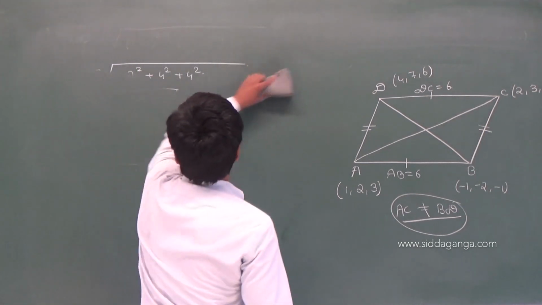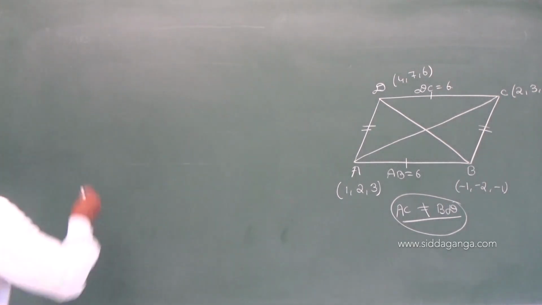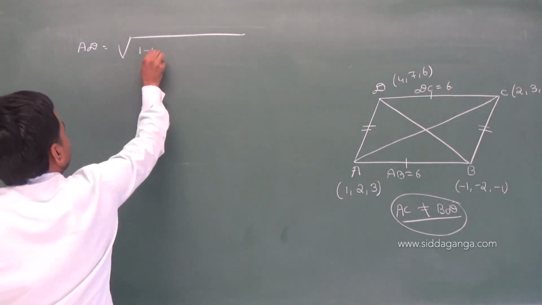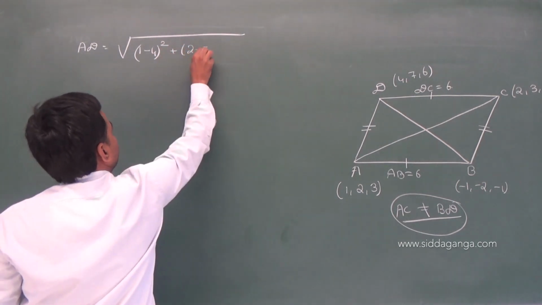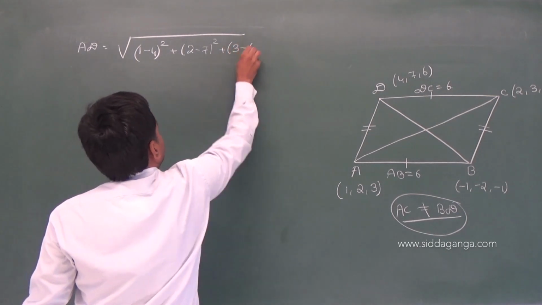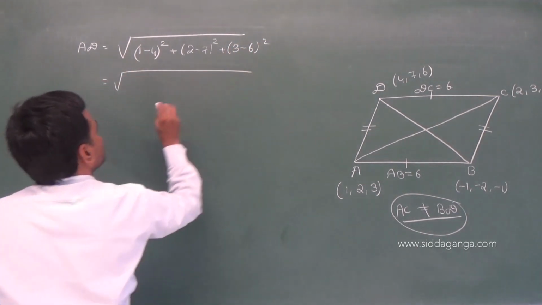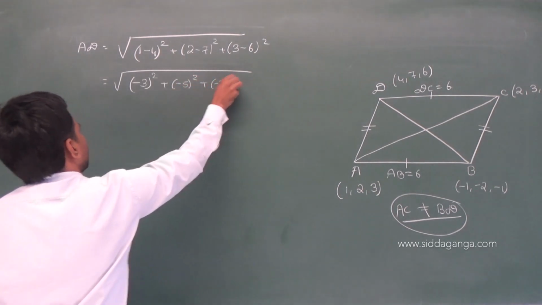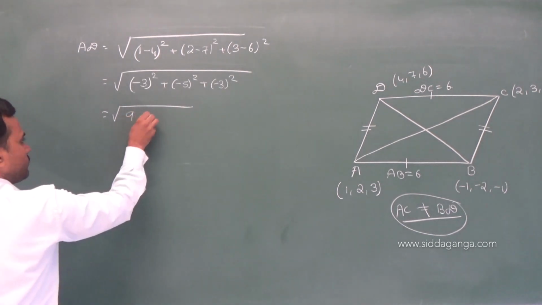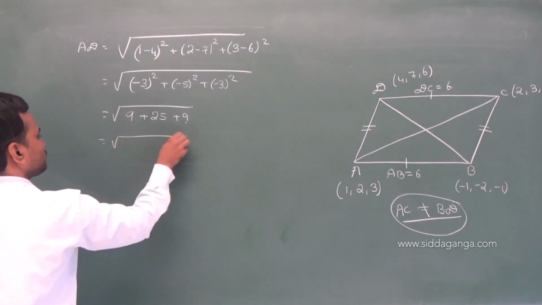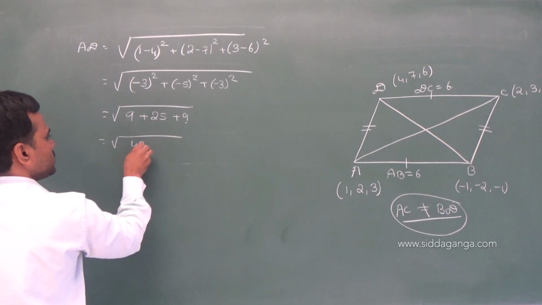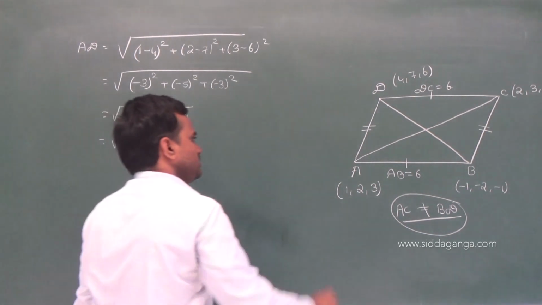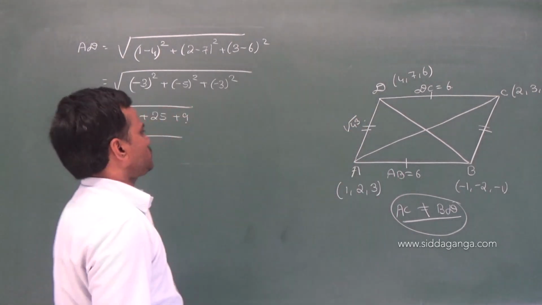Similarly, we check the other two opposite sides. The other two opposite sides are AD. Square root of AD, A to D: (1 minus 4) whole square plus (2 minus 7) whole square plus (3 minus 6) whole square. That is (minus 3) whole square plus (minus 5) whole square plus (minus 3) whole square. Correct? 3 square is 9, 5 square is 25, 3 square is 9. 25 plus 9 is 34, 34 plus 9 is 43. AD is equal to square root of 43.